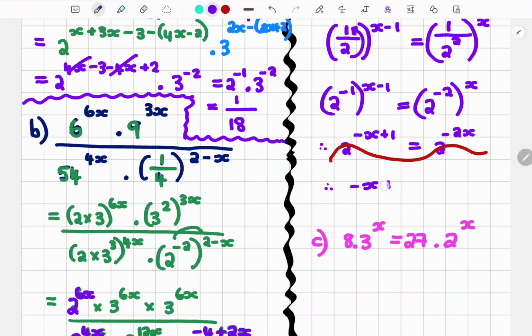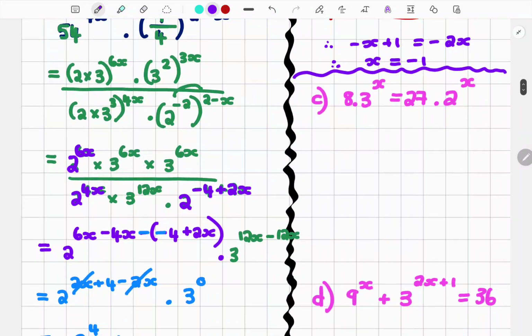So negative x plus 1 is equal to negative 2x. Take it over to that side. Negative x plus 2x gives you x is equal to negative 1. Just want to make sure negative x plus 2x gives you 1 and negative 1. Cool. All right, next one.